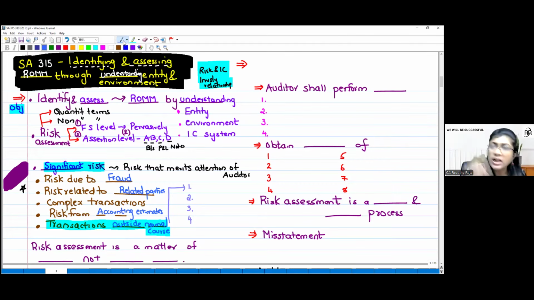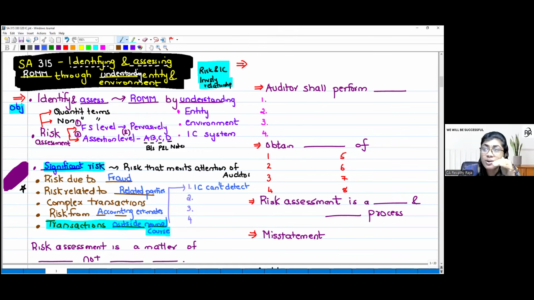Why? Internal control, non-routine. Very good. Why is non-routine a risk, I am asking. You guys are saying non-routine, I am asking you why non-routine is risk. Very good. Because internal control cannot detect these non-routine transactions. A control can detect only routine, inbuilt transactions. Internal control cannot detect. It is not within the scope of control.